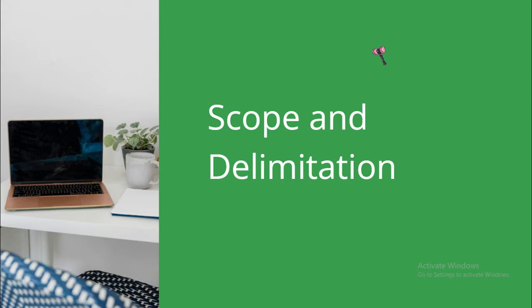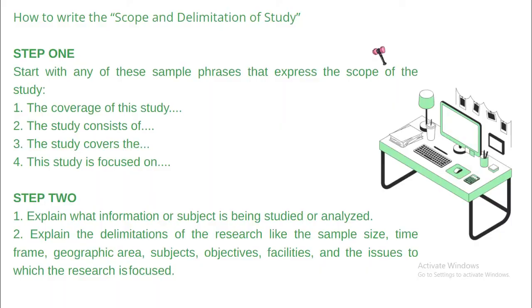So right now we will talk about the scope and delimitation and also the significance of the study. We will start with scope and delimitation. This is just a short video, so I hope that you will be able to watch and finish the entire video. Okay, so how do we write the scope and delimitation?